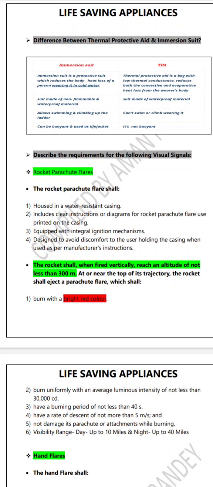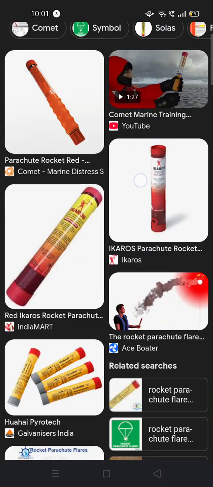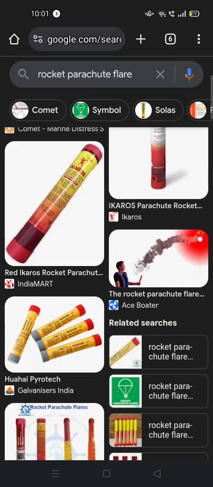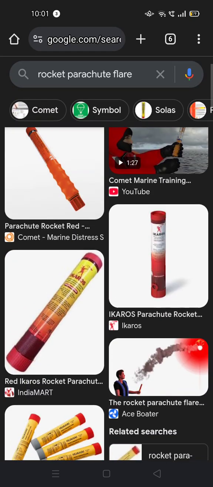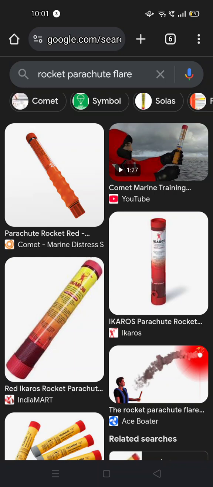Now rocket parachute flares. As per the quantity, it should be 4 in each lifeboat. A rocket parachute flare goes to an altitude of 300 meters in a vertical direction and releases a parachute, emitting a red color light. The intensity is basically 30,000 candela and the duration is 40 seconds. And that's it for rocket parachute flares.